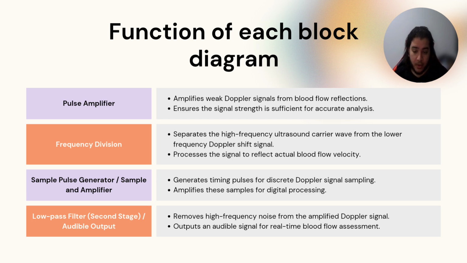Lastly is the second stage of the low-pass filter and the audible output. The second stage of the low-pass filter is specifically used to remove high-frequency noise from the amplified Doppler signal, leaving only the desired frequency components that correspond to blood flow. This filtered signal is then converted into an audible output, which can be heard through speakers or headphones. The audible output allows clinicians to listen to the blood flow, providing an additional method to assess blood flow characteristics in real time.